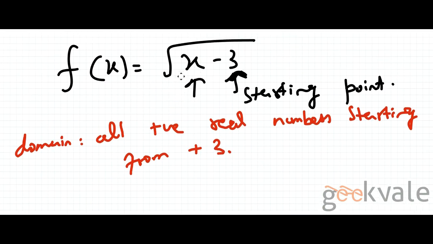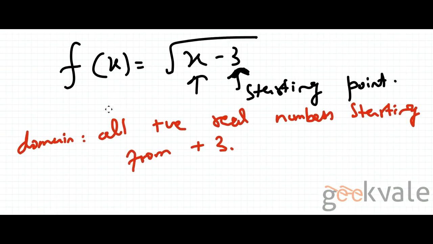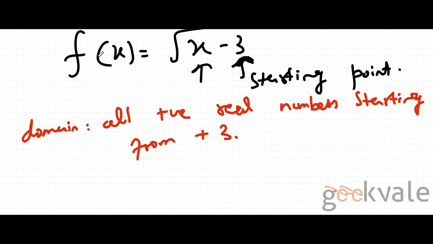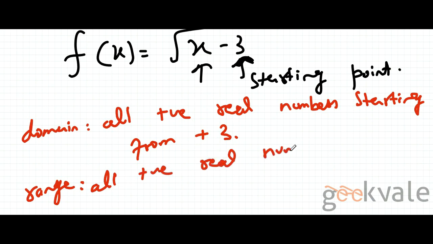If we start from 3, the first number that we're going to get is 3 take away 3, 0. Square root of 0 will be 0. So our range is going to start from the first number of the input, which is plus 3, and the first number of the output is going to be 0. So the range of that function will be all positive real numbers starting from 0.